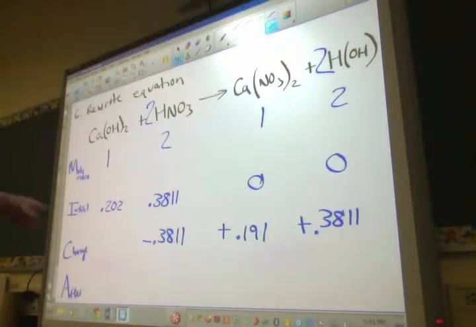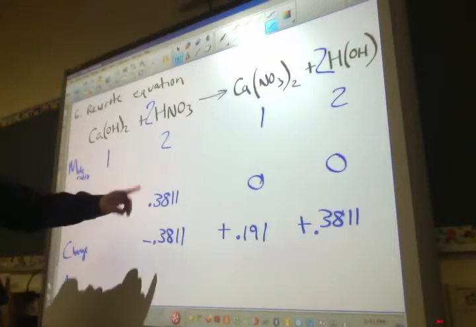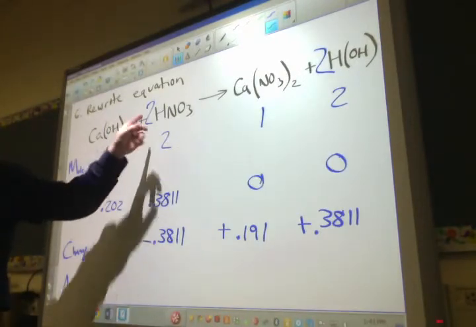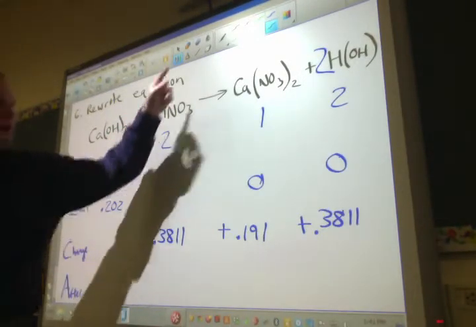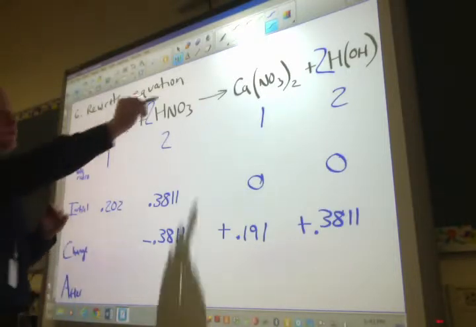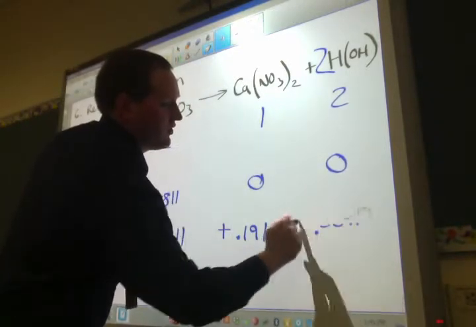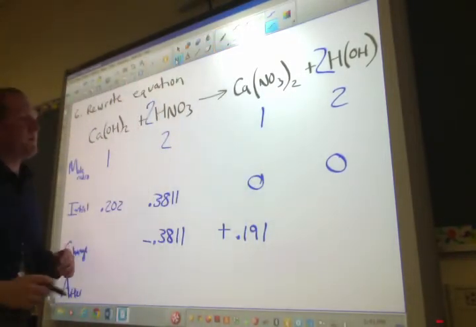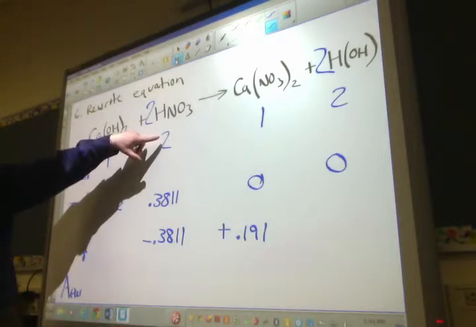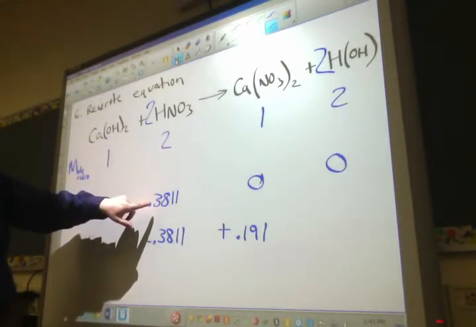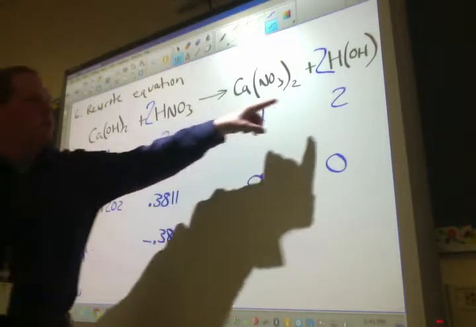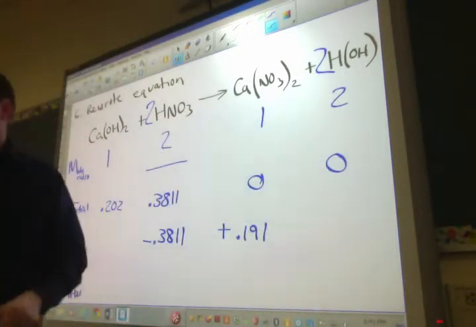Why are you adding 0.3811? 2 moles to 2 moles means it's a 1 to 1 mole ratio. So for every mole of this, 1 mole of that forms. If I didn't choose to do it that way, here's what I would do. I would look at my mole ratio, and I would say 2 over 0.381 equals 2 over x. Okay?